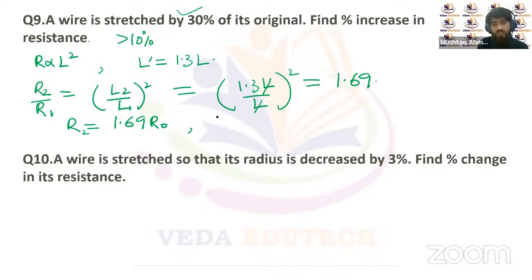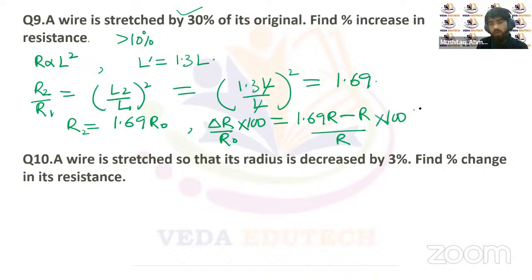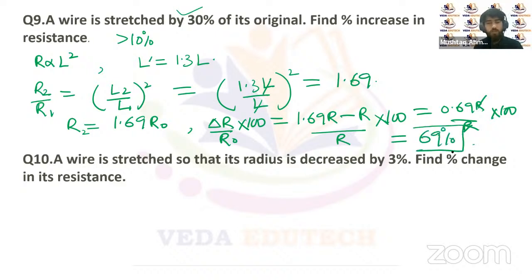Now the percentage change will be delta R upon R, multiplied by 100. Delta R is the new resistance minus the old resistance, the previous resistance that was R, upon the value R, multiplied by the factor 100. So it will be 0.69 R upon R multiplied by 100. So the percentage change in resistance is equal to 69%. Or you can directly calculate this percentage change as well.